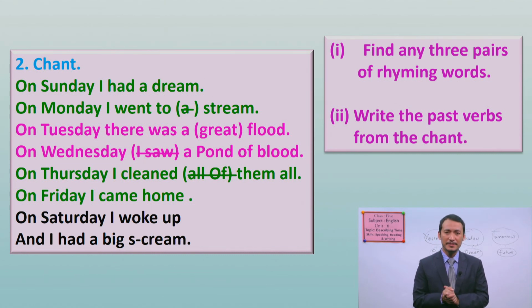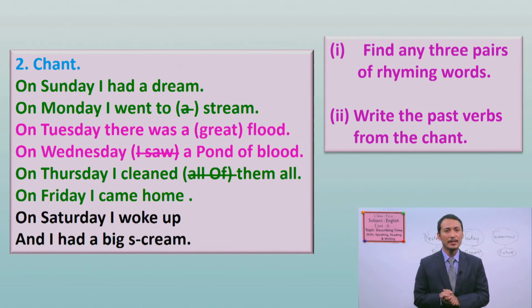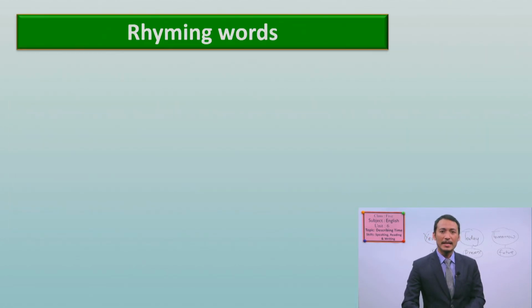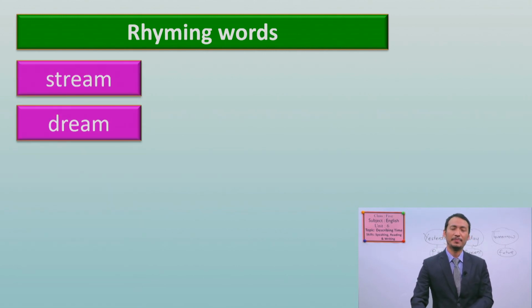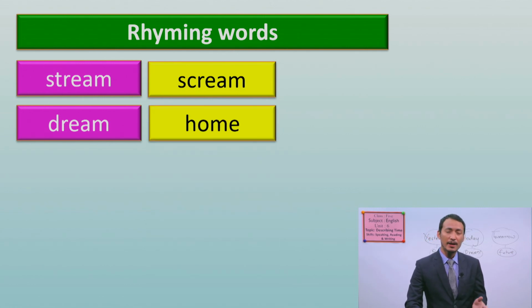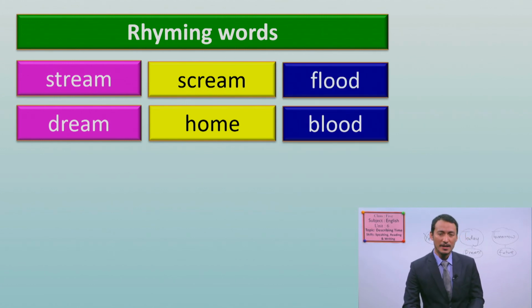I'll give you 5 seconds. Please look at all the chant and please copy them in your copy. Okay, did you do that? Okay, then I'll show you whether you are right or not. Let's check. Here are the pairs of rhyming words from the chant. Dream rhymes with stream, and scream rhymes with dream. Another one, blood, rhymes with flood. Okay, these are the rhyming words from the chant.